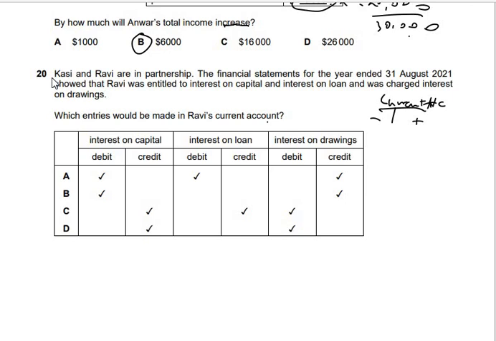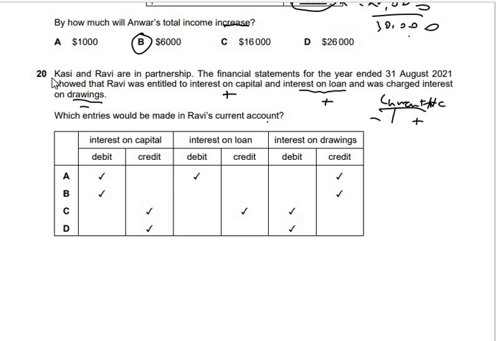So what you have to remember there is that the interest on capital is increasing the partner's money. Interest on loan is not appearing in the appropriation account, but it comes in the current account. Interest on loan, of course, is the money the partner has given to the partnership in the form of a loan. So he's also increasing his money in the partnership. Interest on drawings obviously is going to decrease the partner's current account because he's charged interest on the money that he has taken from the partnership.